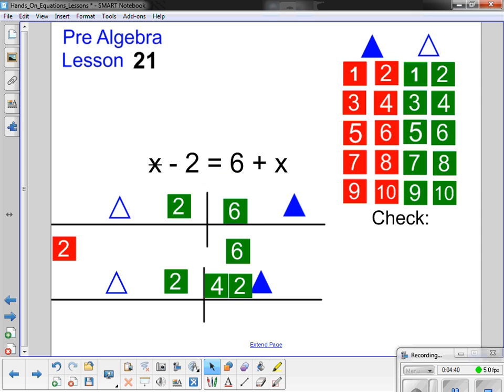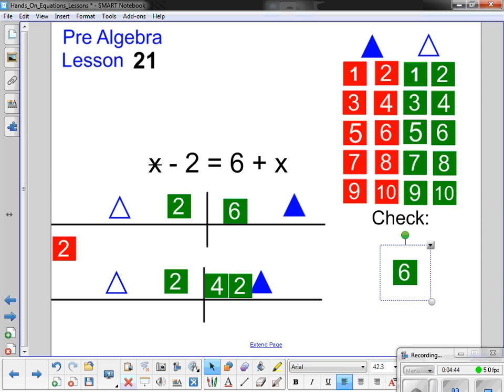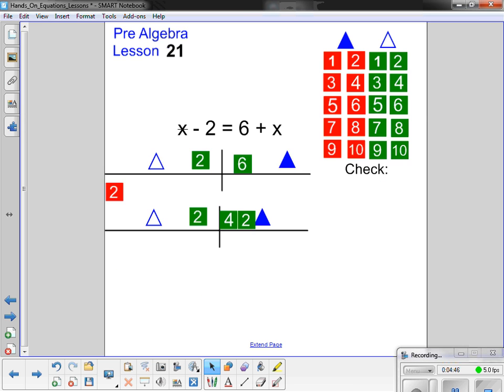Okay, that's that 6. I'm going to get rid of that 6. Boom, gone. Okay, there we go. So I cloned it. Since I have the 6 and the 2, the 6 is the bigger value, so I'm going to move the 2's so I can take them off of both sides.